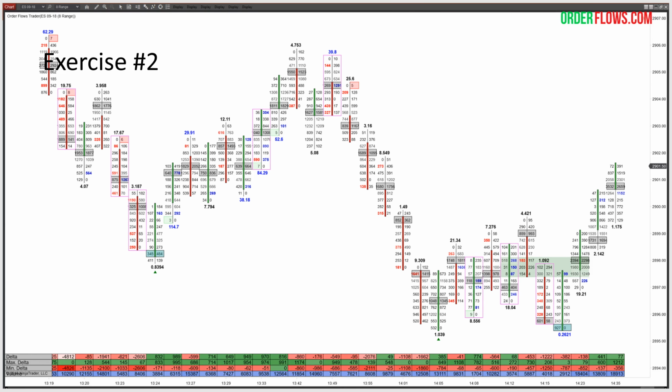Okay, next chart, exercise number 2. Just take a few seconds to analyze the delta here.